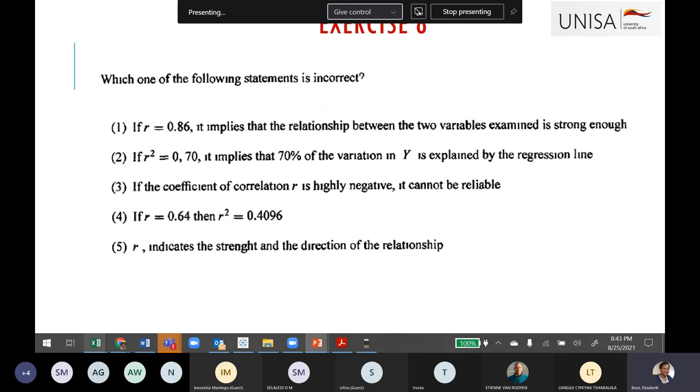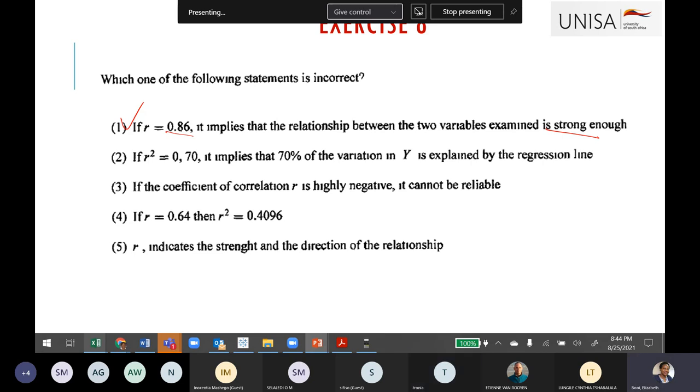Let me give you some time to think about it. Are you done thinking? Yeah. Okay, so let's go statement by statement. If R is equal to 0.86, it implies that the relationship between two variables is strong enough. Is that correct or incorrect? We're looking for the incorrect statement. Is this true? Yes, 0.86, that's true. Strong relationship. That's true.